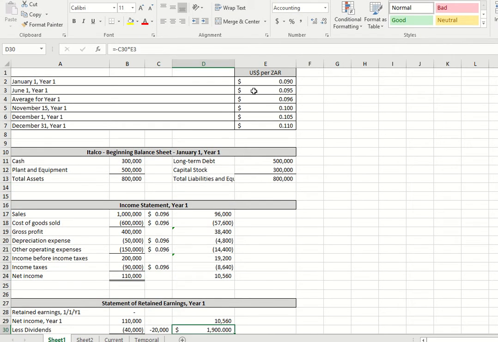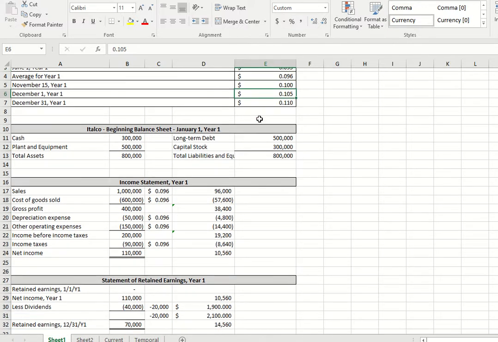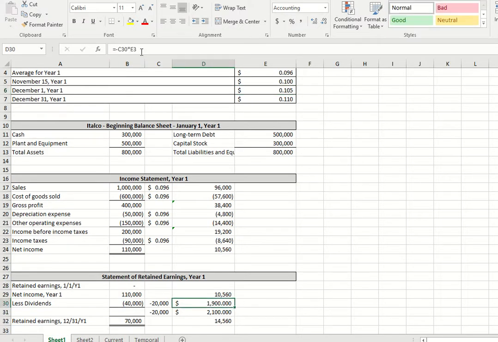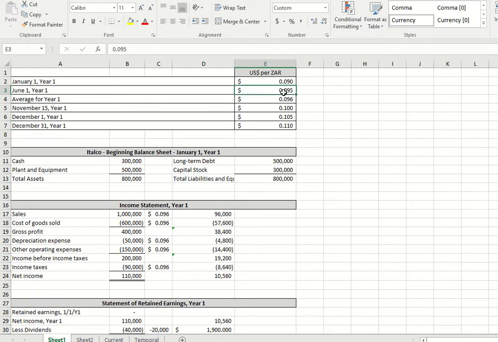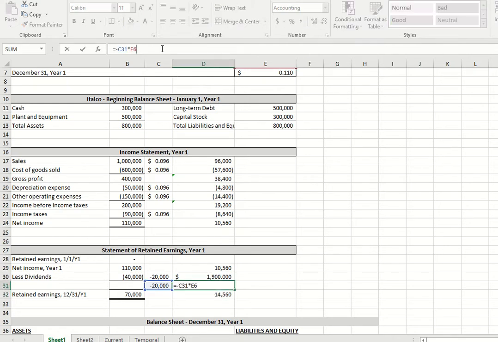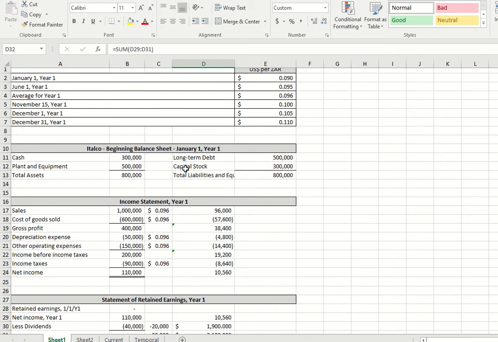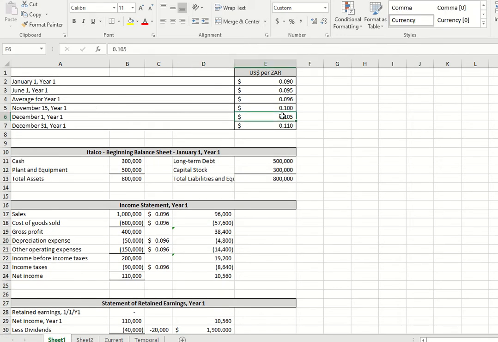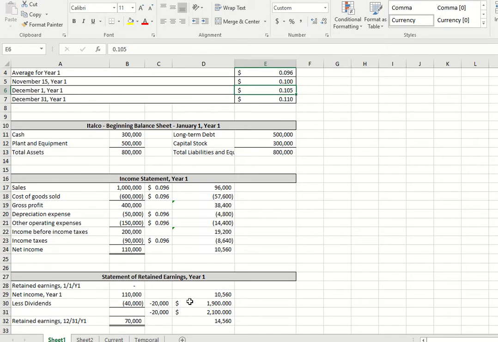Let's look at those rates. June 1st is 0.09, and December 1st. Let's double check that I did get those rates. E3, is that June 1st? Yep, that was the June 1st rate, and then E6. Yep, so June 1st and December 1st. Make sure you use those appropriate rates.